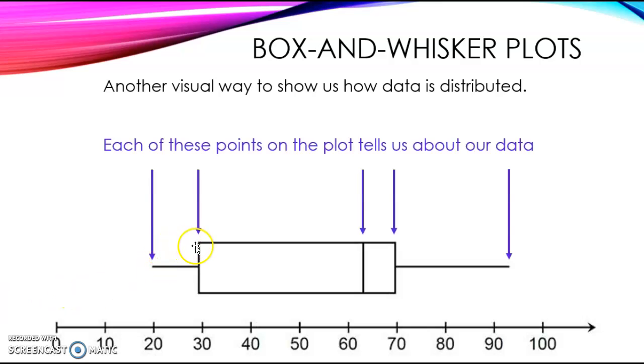Each of these points on the box and whisker plot is specific to your data set. Notice how we have this number line at the bottom here. And the lowest point, or the far left of the whisker, is at around 20. Then we have the left-hand side of this box that might be at 29 or so. Then we have the middle of the box at 60-something, the right-hand side of the box, and then the very far right of the whisker is all the way up at 90-something there.